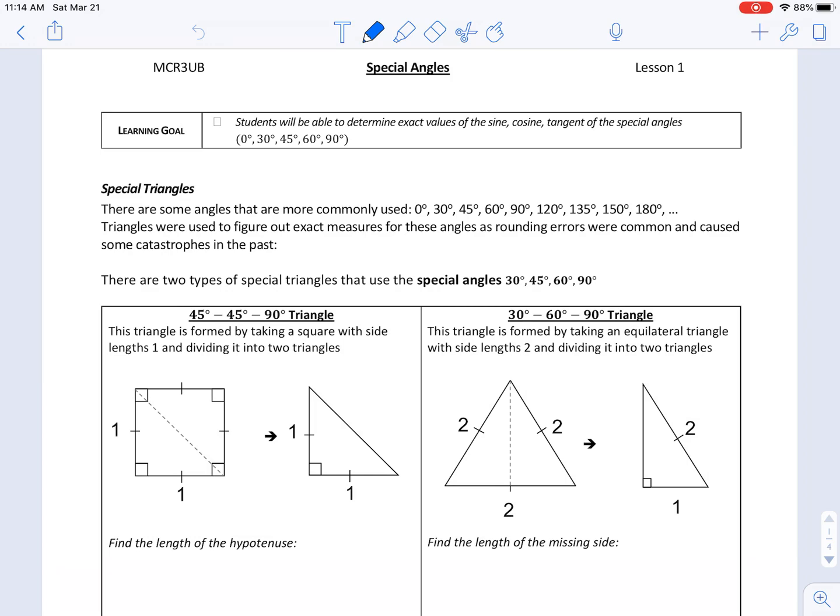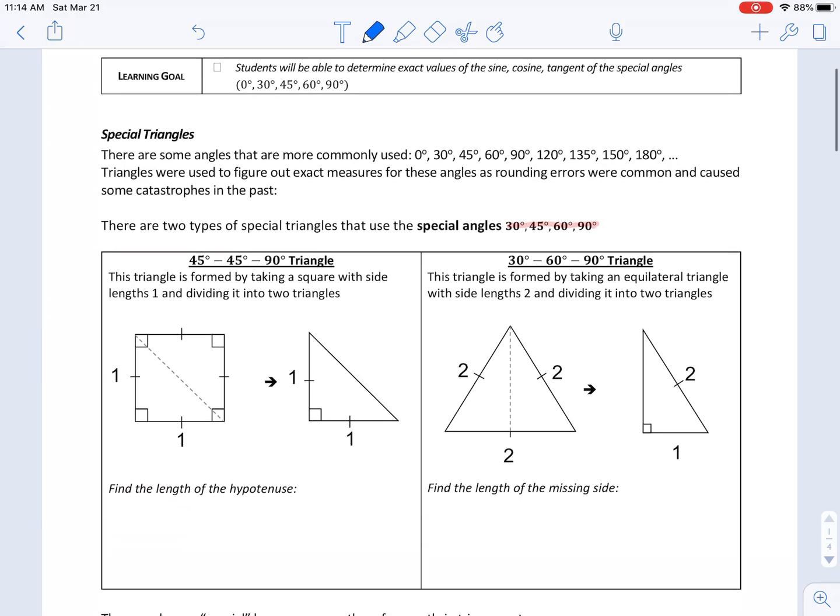Sometimes in math there are various angles, such as 30, 45, 60, 90, and 0, that occur quite often in architecture and construction and things like that. So it's nice to be able to use exact values for these angles and the side lengths that correspond to an exact value. If we look at the first one here, we've got this 45, 45, 90 triangle, and I'm just going to show you how it's created.